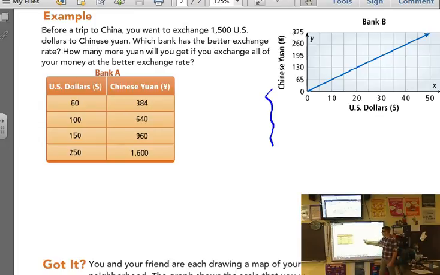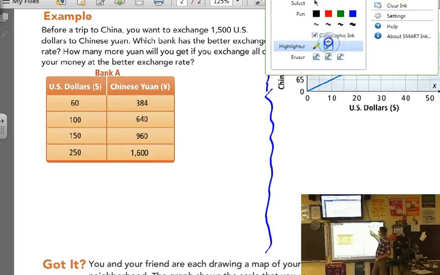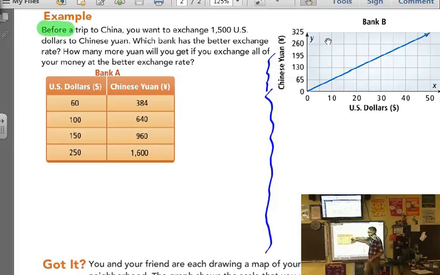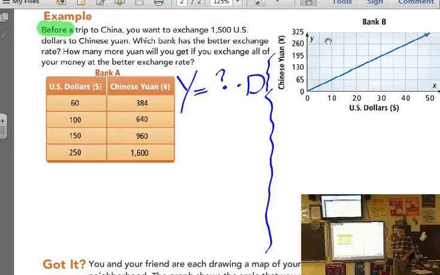So I want you guys to draw a little line, separate this problem. We got Bank A and Bank B. We need to figure out which exchange rate is better. So we want to figure out how many dollars I'm going to get back before a trip to China. Since we're headed there, I want to know how many yen they're going to give me. So I want to know how many yen for a certain amount of dollars. So I need to know the exchange rate. How many yen will I get for my dollars?